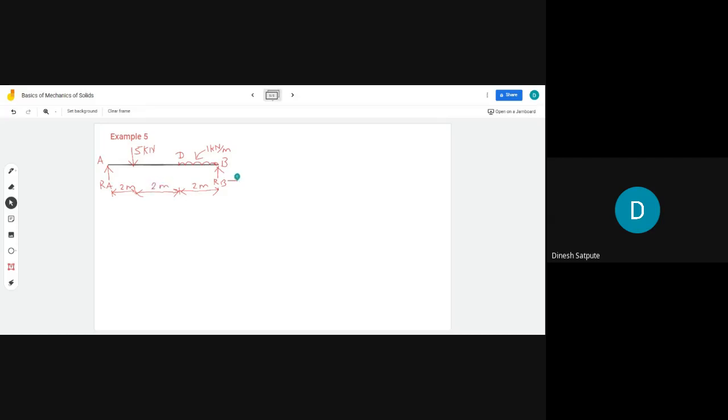Now, for this loading, let us draw the free body diagram. Now, how to draw it? Just think of it and try to draw it by yourself. Free body diagram from this diagram. Try it. Draw in your notebook free body diagram from this loading diagram.